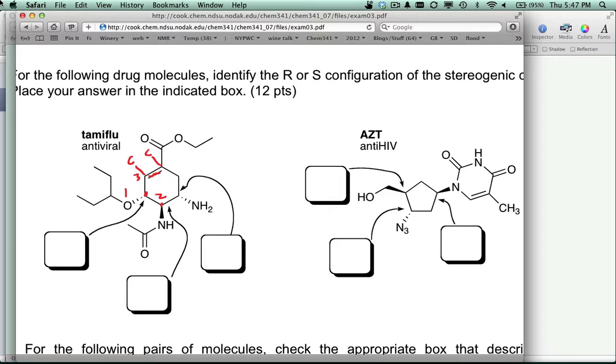What is there? Properties of enantiomers. This is all easy stuff, you guys.